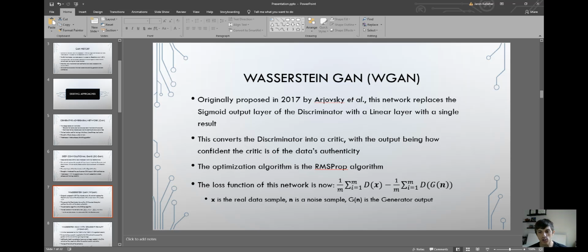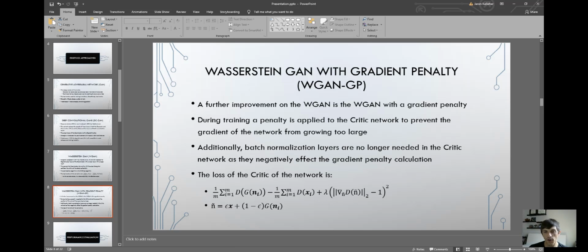It has a different loss function, which is now the Earth mover distance of the network when you send in real data and fake data, also known as the Wasserstein distance. It's the average of the real data output from the discriminator minus the average of the fake data output from the discriminator. So very simple. They found that the RMSprop algorithm was a proper optimization algorithm when using the Wasserstein GAN network. And then from there came the Wasserstein GAN with gradient penalty.